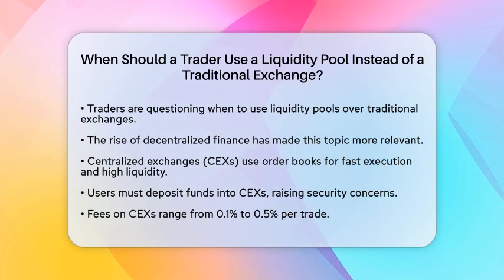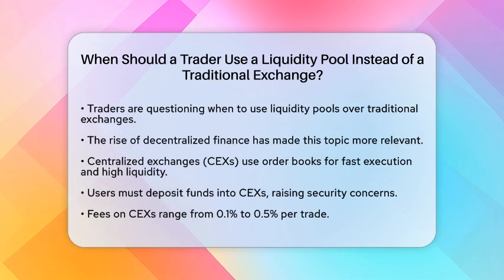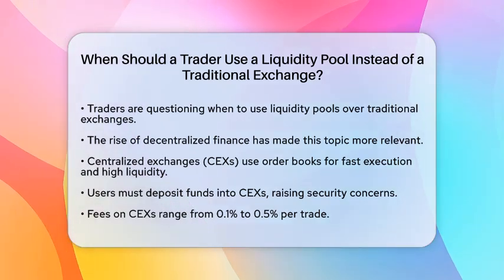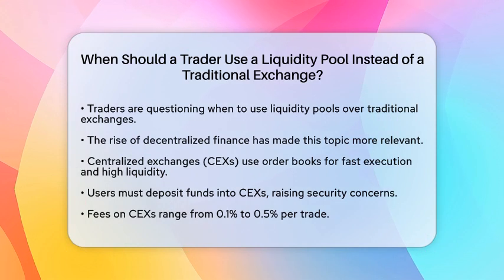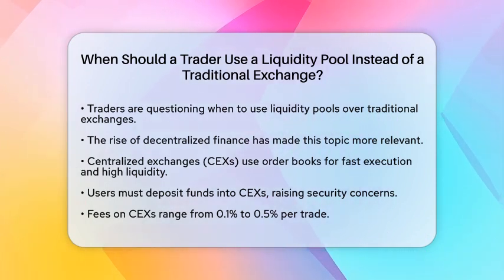Traders are keen to understand the differences between centralized exchanges and liquidity pools, especially as more people explore decentralized options. Centralized exchanges, or CEXs, operate using order books where buy and sell orders are matched instantly. This allows for fast execution and generally high liquidity.